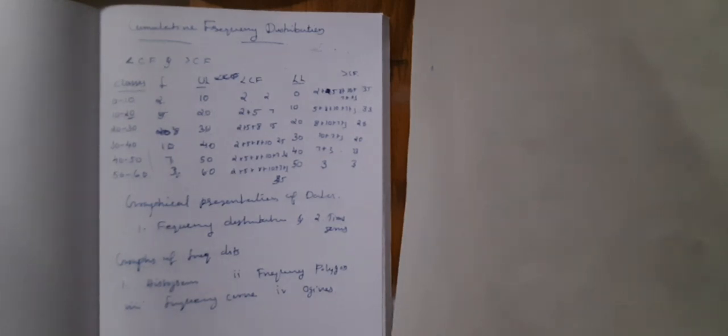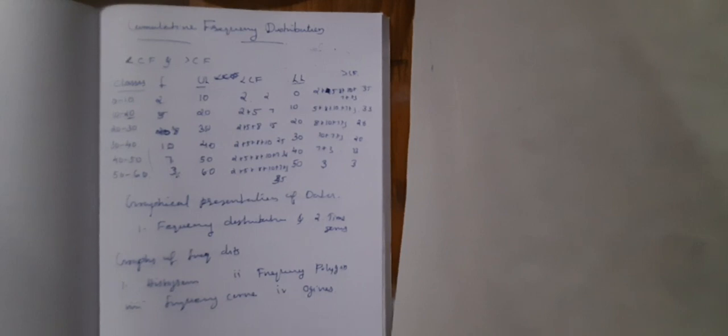Two types of graphs are there, that is frequency distributions and time series. To represent some types of data, the graphical presentations are frequency distribution and time series. And the first one, frequency distribution or graphs of frequency distributions are histogram, frequency polygon, frequency curve and ogives. There are 4 types: histogram, frequency polygons, frequency curve and ogives.